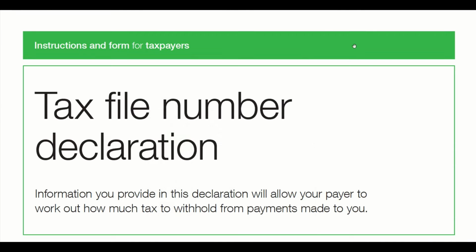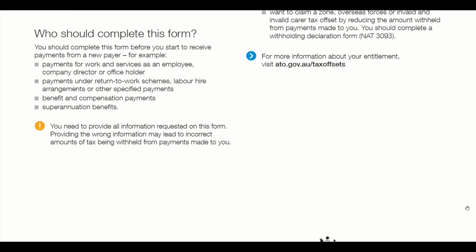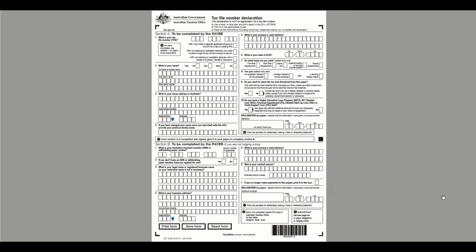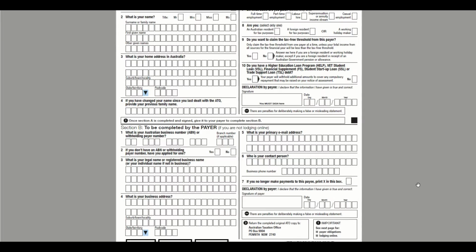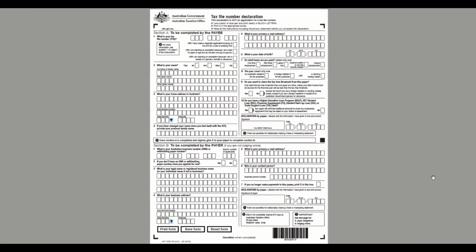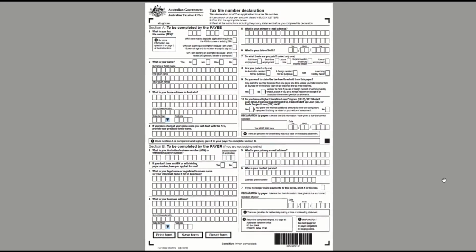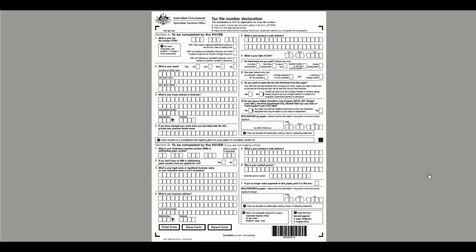The tax file number declaration form is a standardised form prepared by the Australian Taxation Office that looks like this, and your employer should give you a copy to complete when you start a new job. Failing to complete it can lead to many problems for you, the employee, including being paid incorrectly. If there is a mistake in your pay, it won't be fixed until you lodge a tax return.